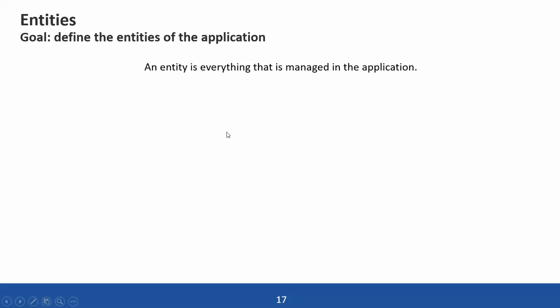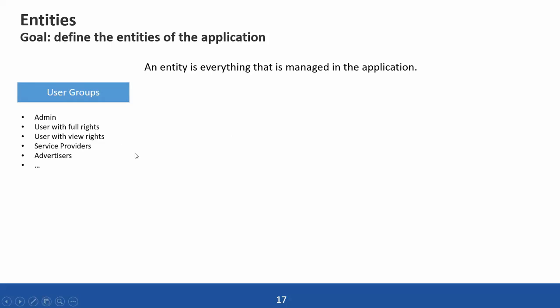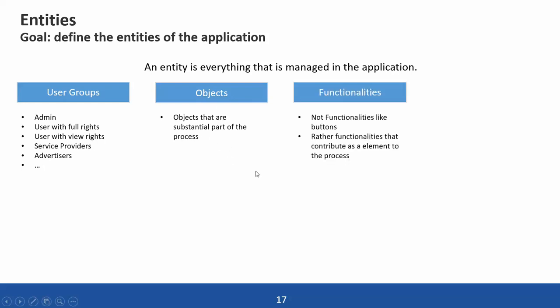Everything that must be managed can be user groups, admins, users. There are users with full rights and users with perhaps few rights only. There are service providers, advertisers, different user groups that will use your application. Every one of these user groups is an element that perhaps has to be treated differently, because an admin has more attributes than a user with no rights. But there are also objects, objects that are a substantial part of the process; you must think of them.